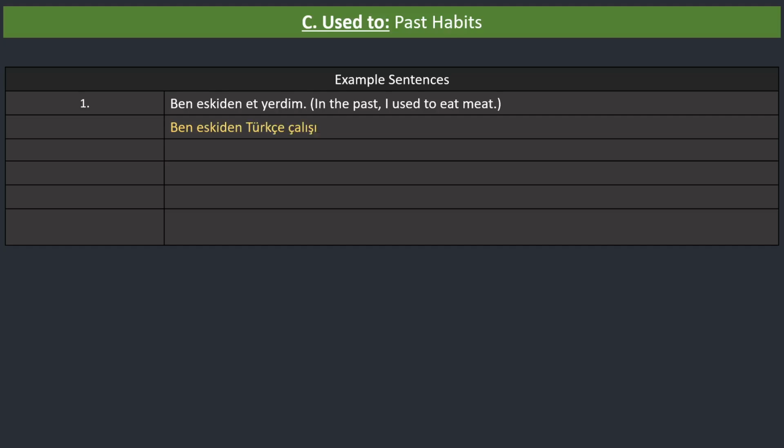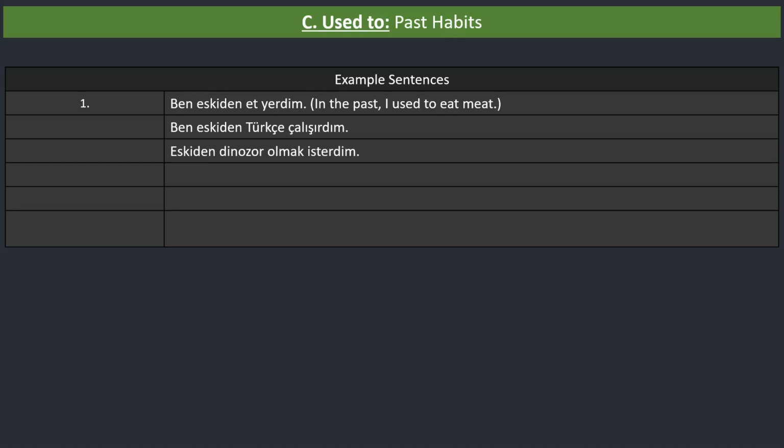This implies you don't study anymore, just like how you say "used to" in English. When you say "used to" in English, it implies you don't do it anymore. Eskiden dinozor olmak isterdim. How about using different times like çocukken, İstanbul'dayken, Türkiye'deyken, lisedeyken, different times, not only with eskiden.